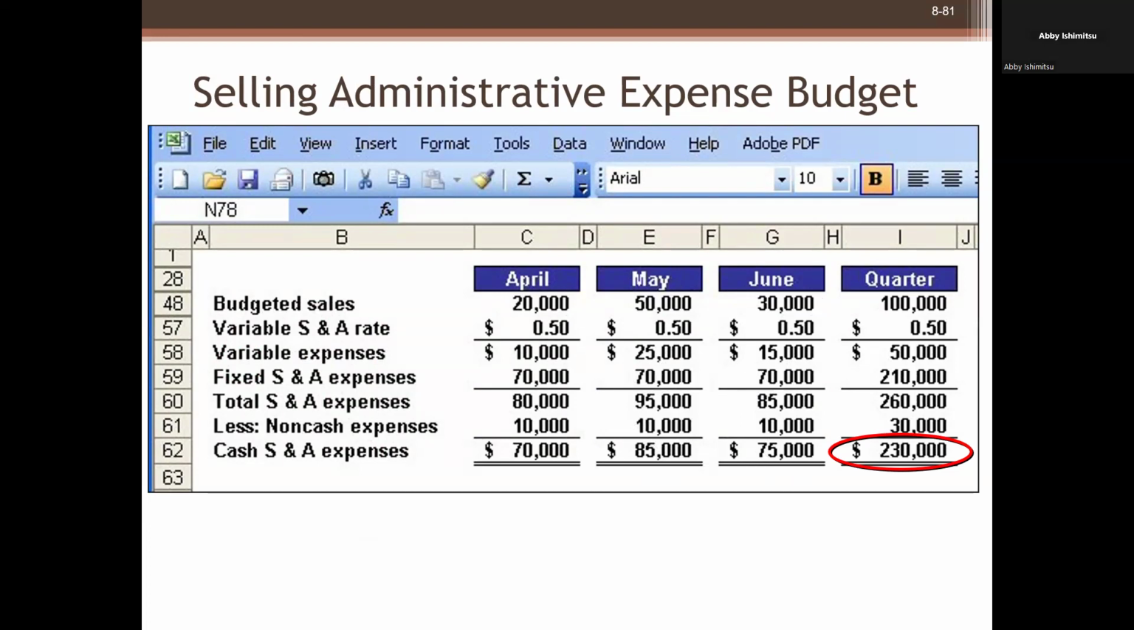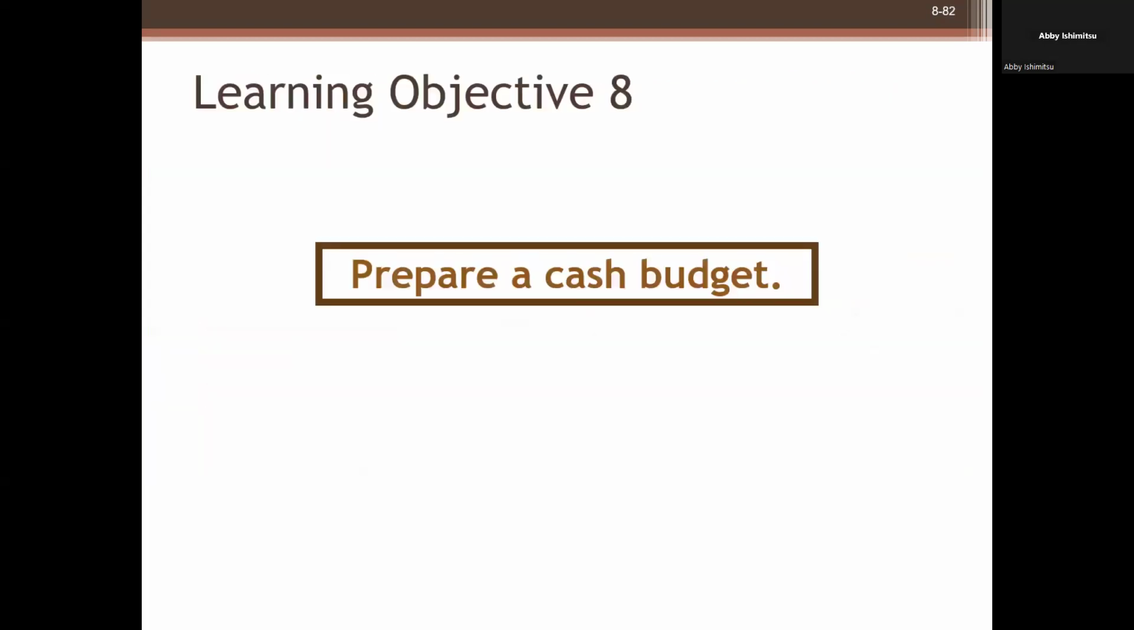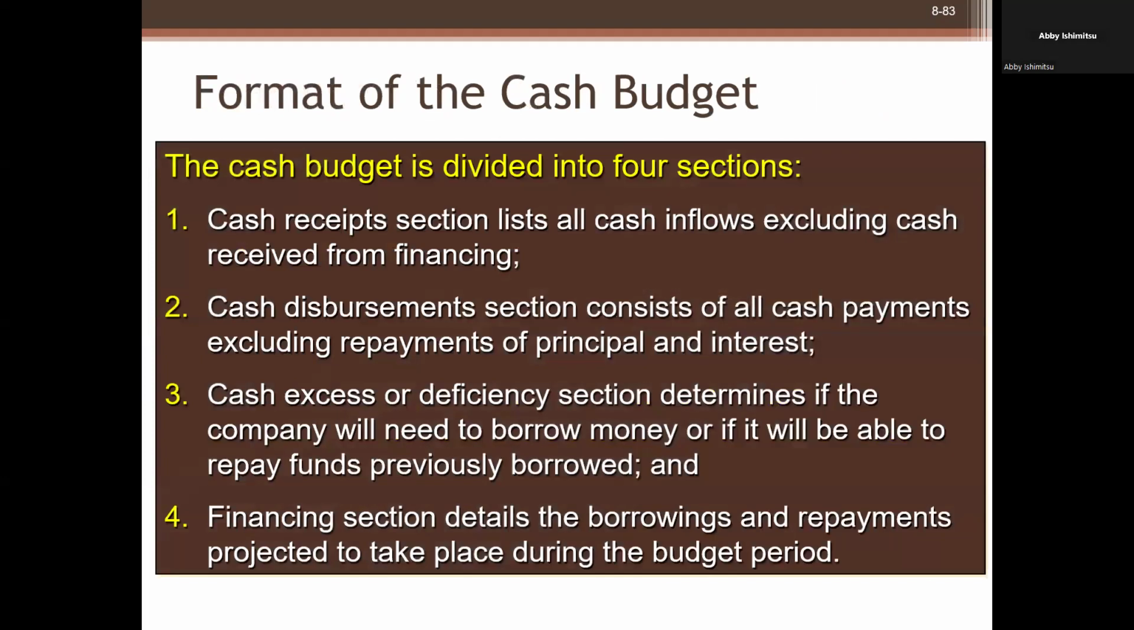So now we're down to the last budget, which is the cash budget. I just want to clarify that the PowerPoint slides go on and do the budgeted income statement and balance sheet, and you are more than welcome to take a look at that. But I just test you on the individual budgets. All right, here we go, cash budget.